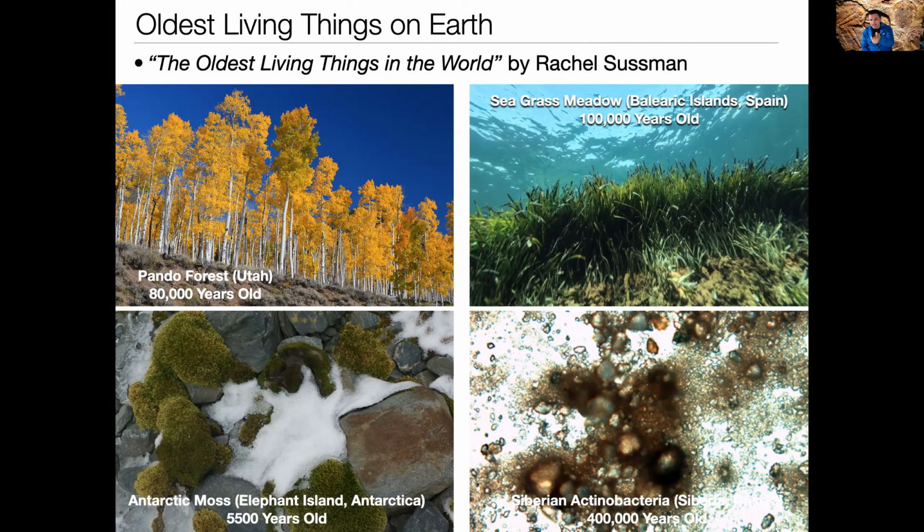Okay? And then lastly, over here on the lower right is some actinobacteria. This is from the permafrost in Siberia. And so this has been living in the permafrost for 400,000 years. It's not frozen. There certainly are bacteria that do freeze. This bacteria has adapted, and it goes through its normal metabolic activities in the permafrost, but at a much reduced rate. Okay, so these are all examples of life forms that have existed for very long periods of time.